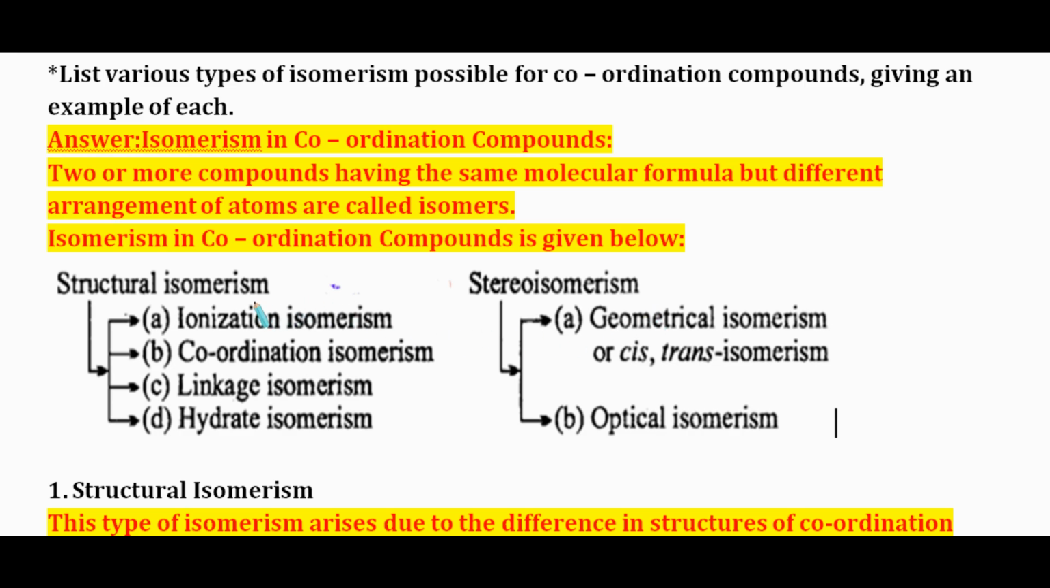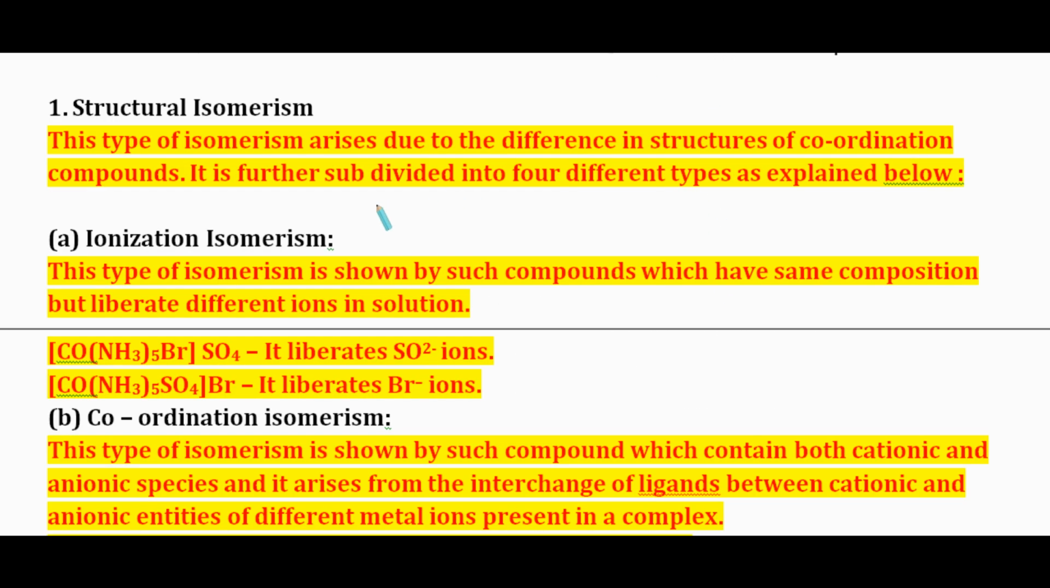Structural isomerism is further divided into ionization isomerism, coordination isomerism, linkage isomerism, and hydrate isomerism. Whereas stereoisomerism is further divided into two: geometrical isomerism, which is cis or trans isomerism, and optical isomerism. Let us see each. इनके एग्जाम्पल्स भी आपको देखना है, एग्ज़ाम में दोनों में से कोई भी ऐसे करके पॉइंट वाइज भी अलग अलग भी पूछे जा सकते हैं, वन बाय वन.